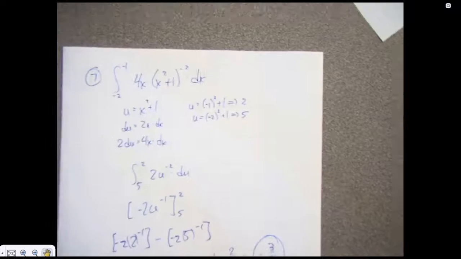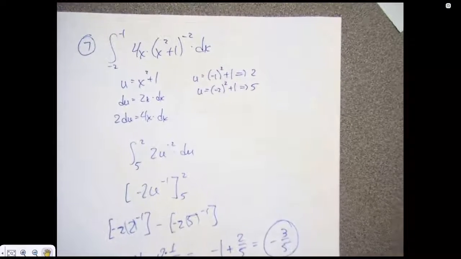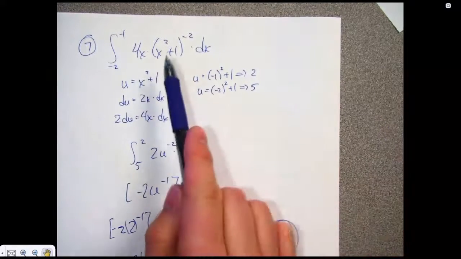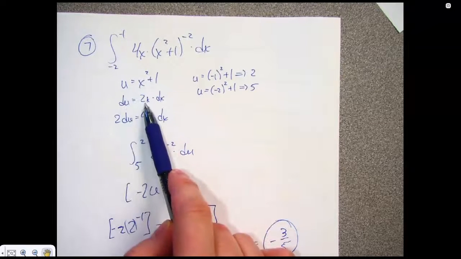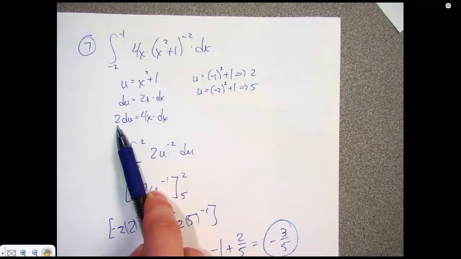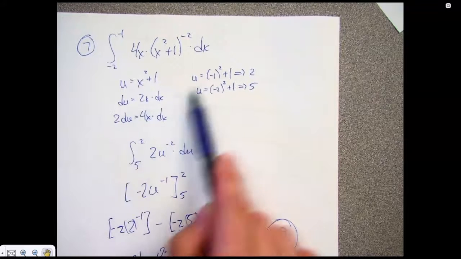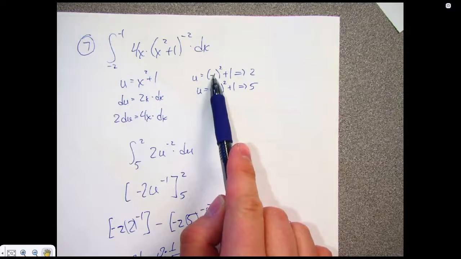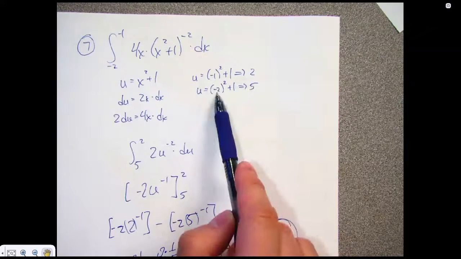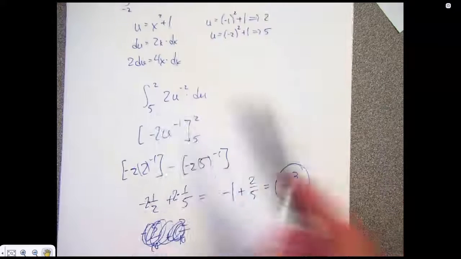Number 7. So this is a u substitution definite integral. So u is this little guy. And then du is going to be 2x, but I need it to be 4x, so I multiplied both sides by 2. I also have to plug in my endpoints. So -1 turns into 2, and -2 turns into 5. And then I'm integrating this.